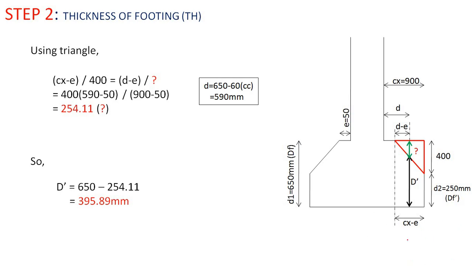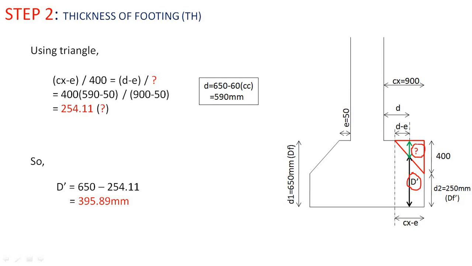So here we will make this triangle connecting this x and y direction. At small d distance, we will make one line which will be in the vertical direction. So we have to find this d dash and we have to find this question mark.